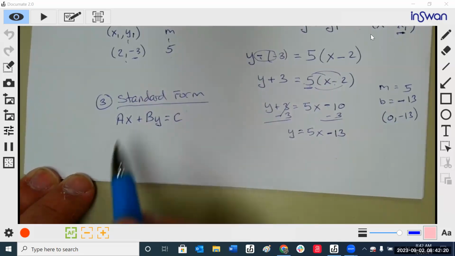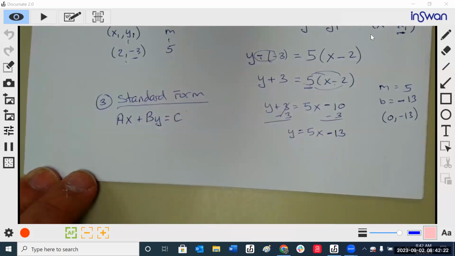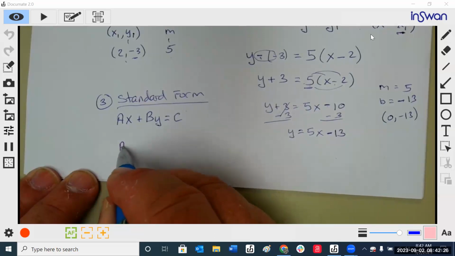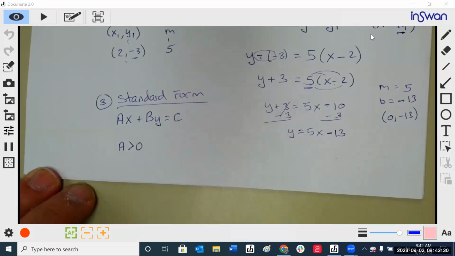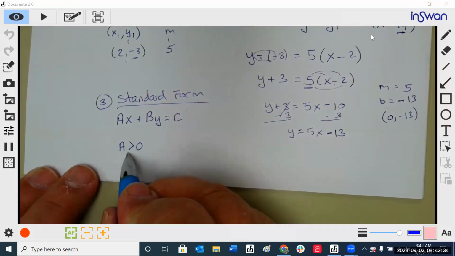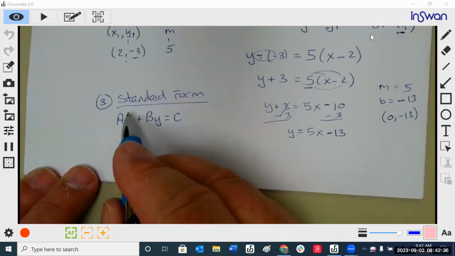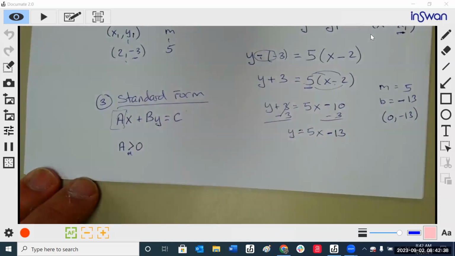Notice X and Y are both on one side. And X. So here's the only stipulation with the standard form. Whatever the value of A is has to be greater than 0, has to be positive. Or it can be, if it equals 0, it's just not there. But the number, if this is a number, it's got to be positive.